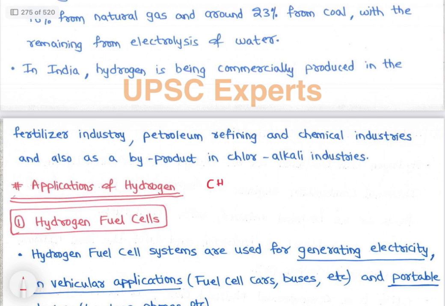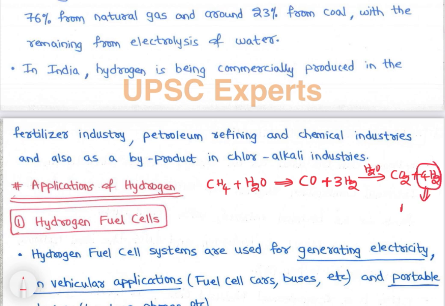See, CH4, that is methane, plus H2O, water, gives rise to CO plus 3H2. And again if we add water, then it will be CO2 plus 4H2. So this is called blue hydrogen. We are getting hydrogen from methane, or natural gas.